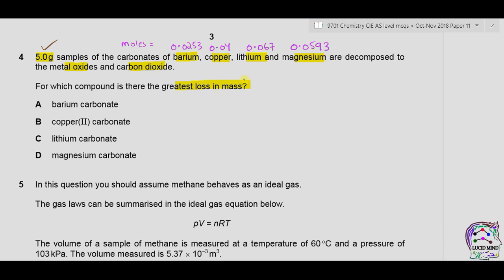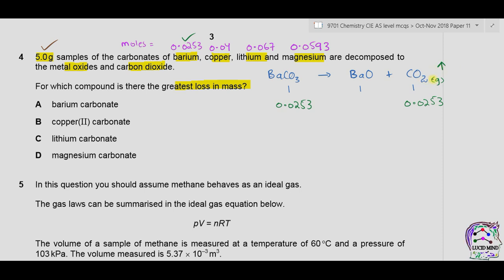Let's write the balanced equation for decomposition of carbonates. First one is barium carbonate. Now barium carbonate decomposes into metal oxide, which is barium oxide, along with carbon dioxide gas. The equation is already balanced. So for 1 mole of barium carbonate, we have 1 mole of carbon dioxide and 1 mole of barium oxide. So from given number of moles 0.0253, the number of moles of carbon dioxide will be 0.0253.